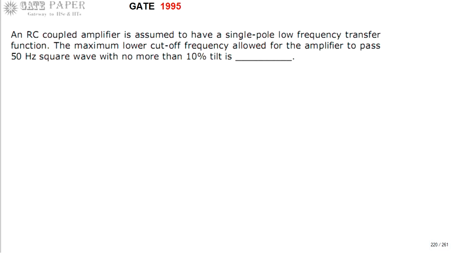So what can be the lower cutoff frequency of an RC coupled amplifier that has to pass a 50 Hz square wave with 10% tilt? If you are going to check the frequency response of an RC coupled amplifier, it is going to be seen in this way. Frequency response is a graph between gain versus frequency. So how much gain is provided by the RC amplifier at different frequencies from 0 to infinity.